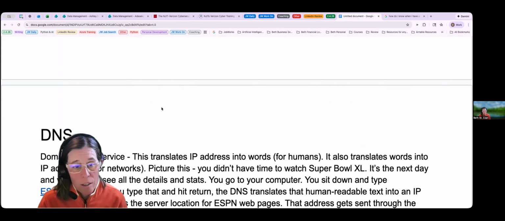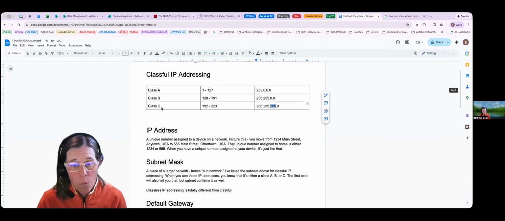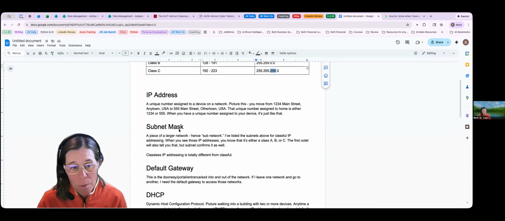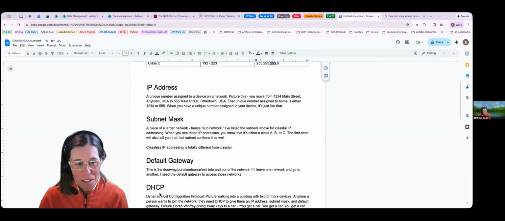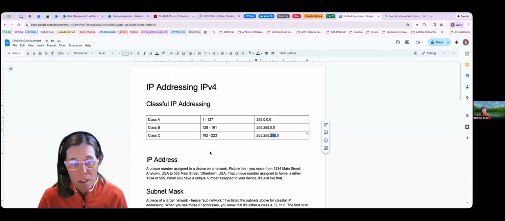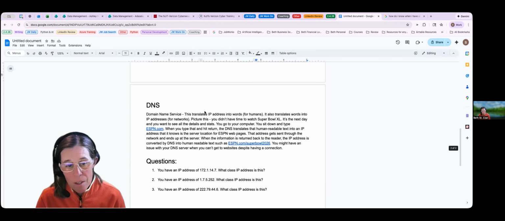Okay, so that's a quick crash course on all of these items. And again, this is for classful IP addressing, this first part. IP addresses, subnet mask, default gateway continue to work this way for classless as well. Like these definitions don't change, but this top part pertains to classful, class A, B, and C IP addressing.